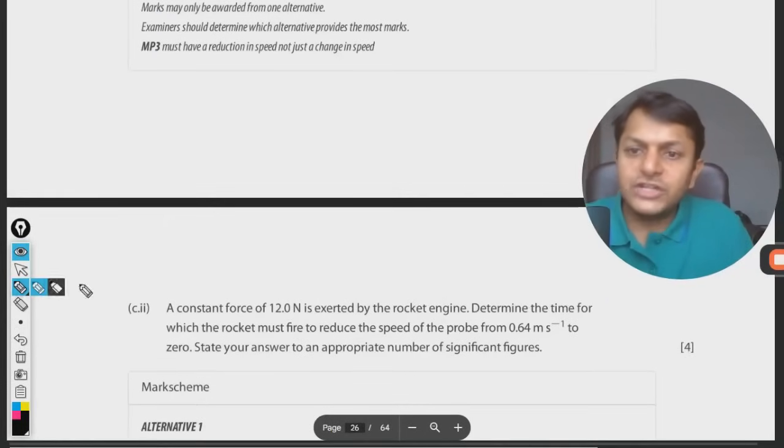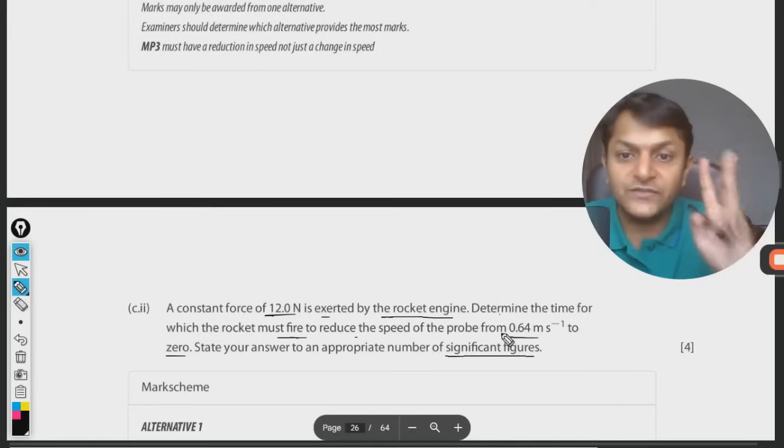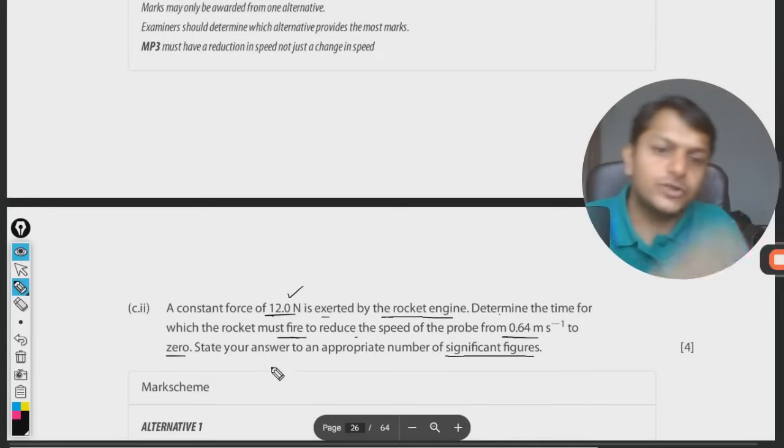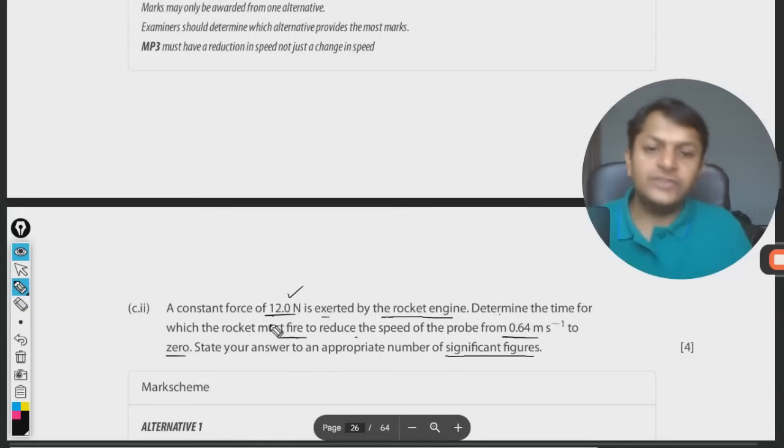C2, a constant force of 12 Newton is exerted by the rocket engine. Determine the time for which the rocket must fire to reduce the speed from 0.64 to 0. State your answer in appropriate significant figures. 2 significant figures should be there. So a constant force of 12.0 Newton is exerted by the rocket engine.